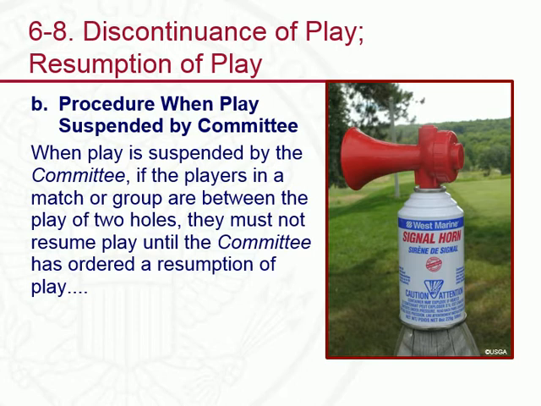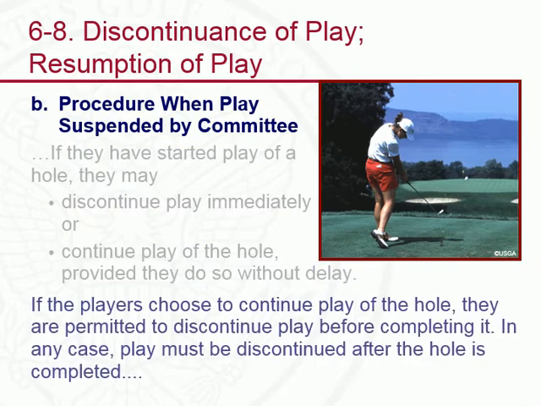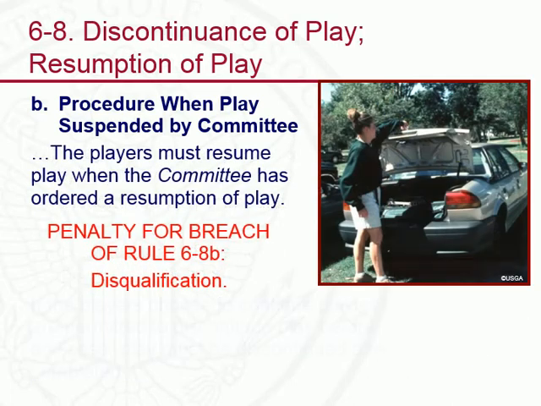Rule 6-8B, the procedure when play is suspended by the committee. When play is suspended by the committee, if the players in the match or group are between the play of 2 holes, they must not resume play until the committee has ordered a resumption of play. If they have started play of the hole, they may discontinue play immediately or continue play of the hole provided they do not do so without delay. If the players choose to continue play of the hole, they are permitted to discontinue play before completing it. In any case, play must be discontinued after the hole is completed. Players must resume play when the committee has ordered a resumption of play. Penalty for this rule is disqualification.